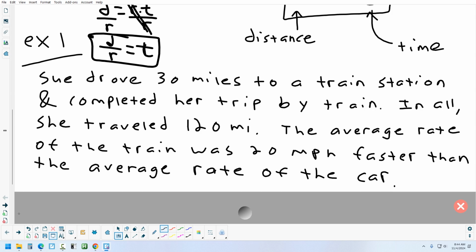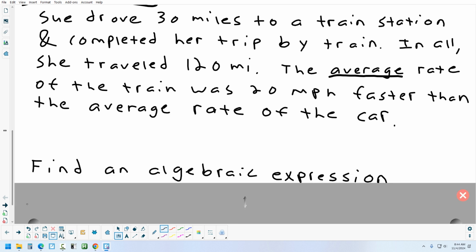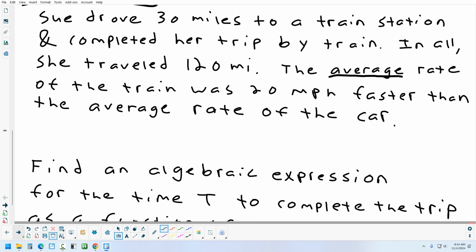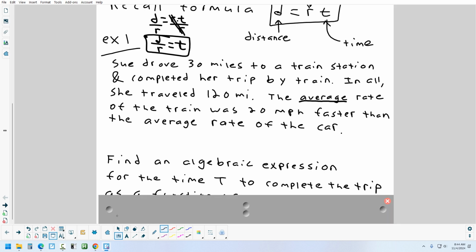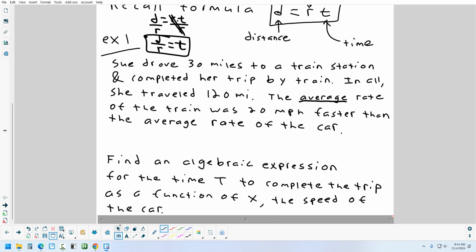And of course, all these speeds can change because you may never drive at an exactly constant speed the whole time. That's why we're dealing with average speeds. Okay, average. All right. So what they want us to do is find a formula for the amount of time it takes to complete the trip. And they want us to do it in terms of the speed of the car.